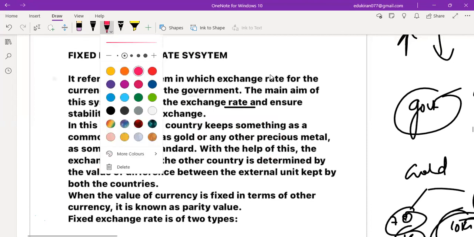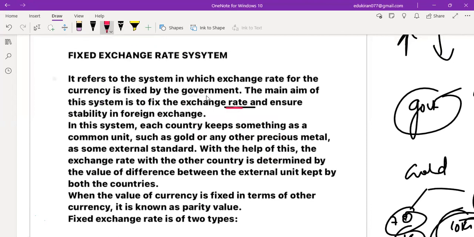Who is fixing over here? The government is fixing the exchange rate, right? That, okay, for 1 rupee, you have to give this much of dollars. This is fixed by the government. The main aim of the system is to fix the exchange rate and ensure stability, right? Because if there is one person who is deciding what you will do, what you will not do, then it is basically a stability.